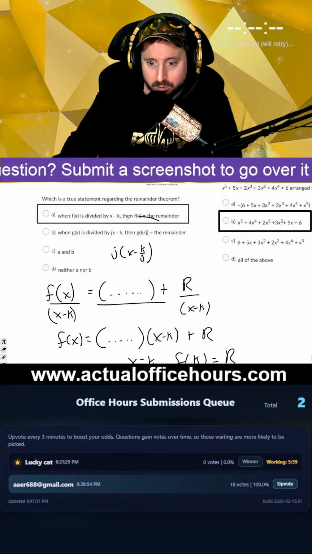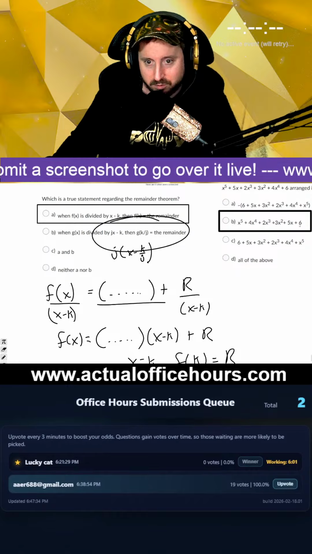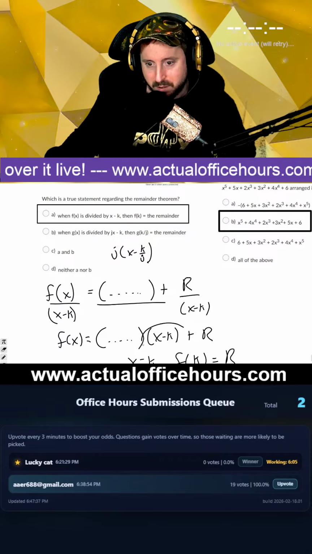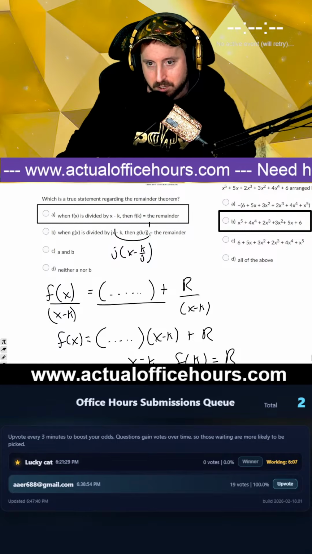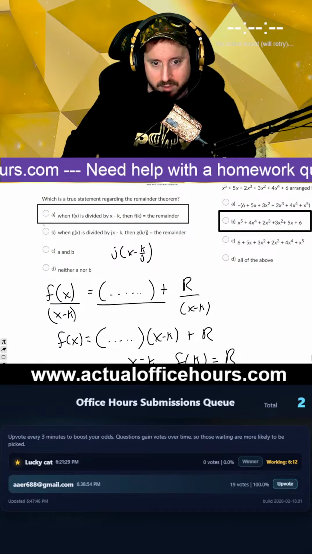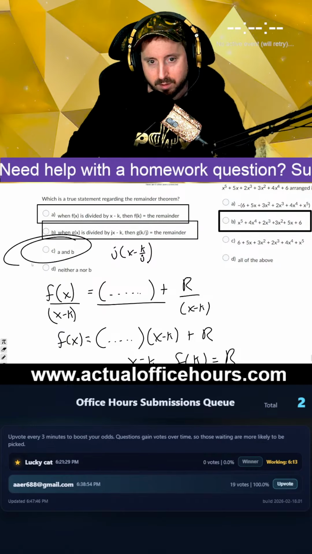I think this is also true, because, who cares, right? It's the same thing. You're still multiplying by whatever the factor is, which is the thing you divided by. So yeah, I think A and B are true. I think both.